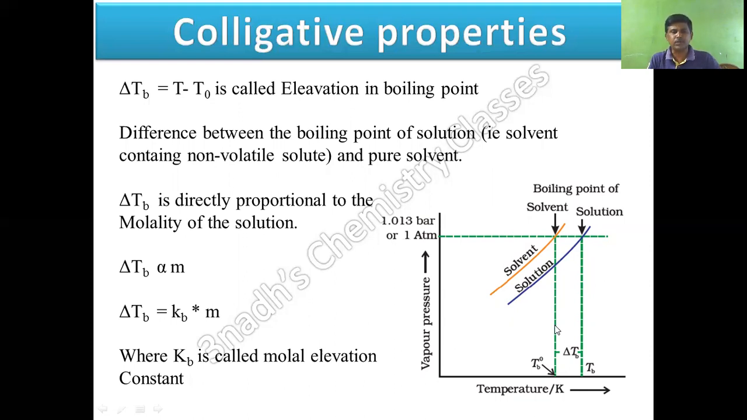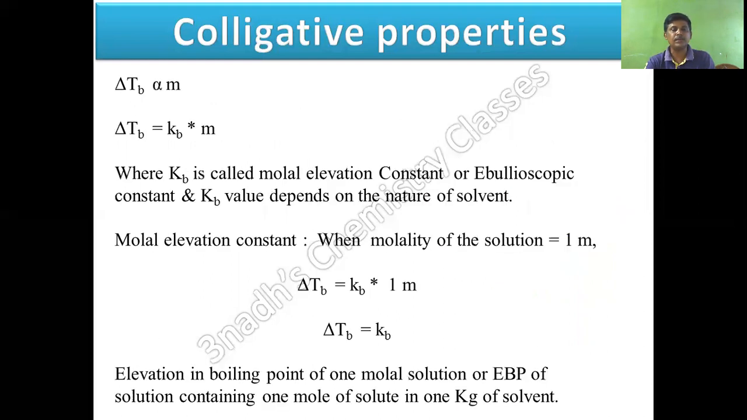Experimentally, it is observed that elevation in boiling point is directly proportional to the molality of the solution. Mathematically, delta Tb, the elevation in boiling point, is directly proportional to m. If we remove the proportionality, we can replace it with a constant. That constant we call Kb, where Kb is called the molal elevation constant. Delta Tb is equal to Kb into m.